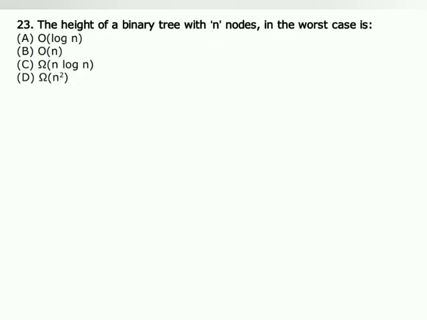Next. The height of a binary tree with n nodes in the worst case is. So the height of a binary tree with n nodes is big O of n.